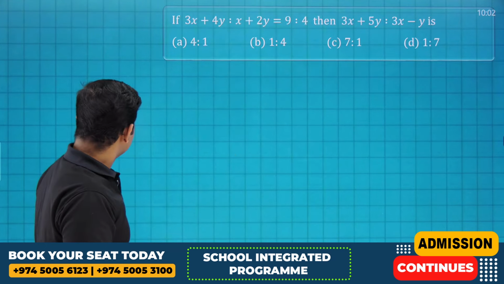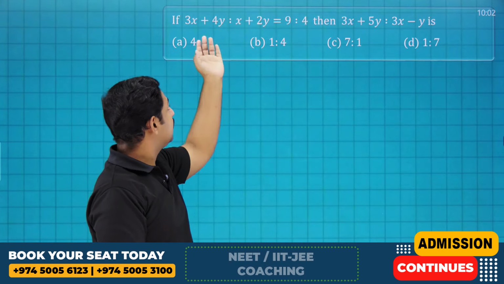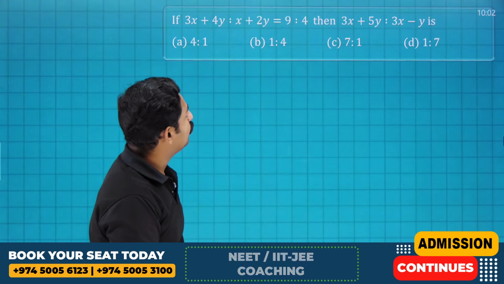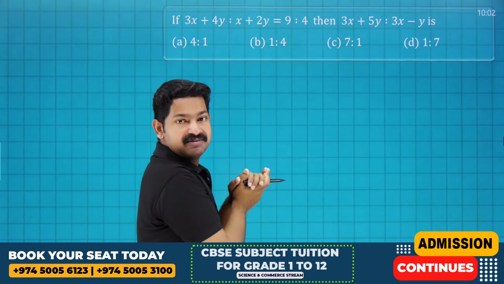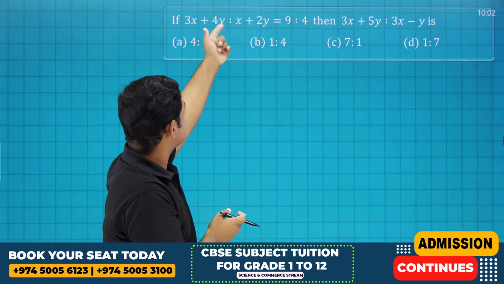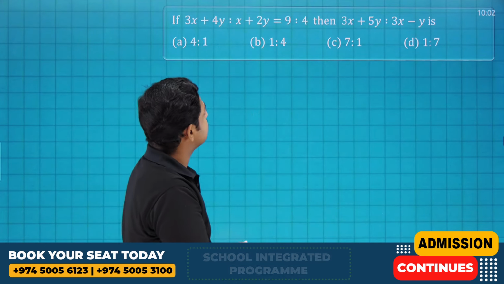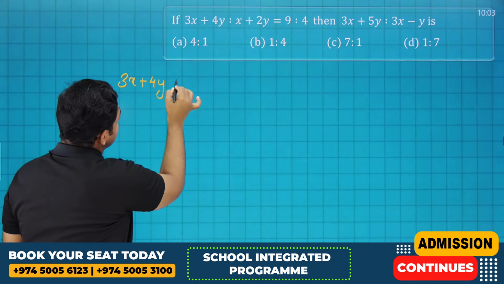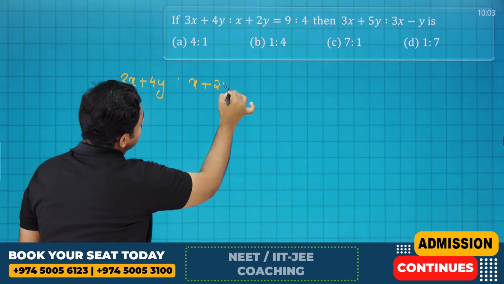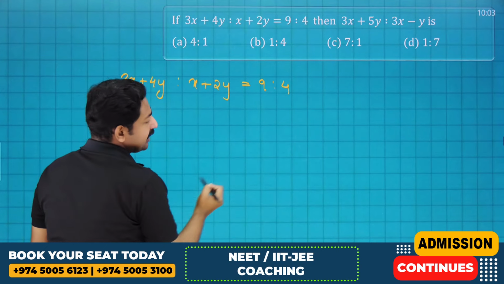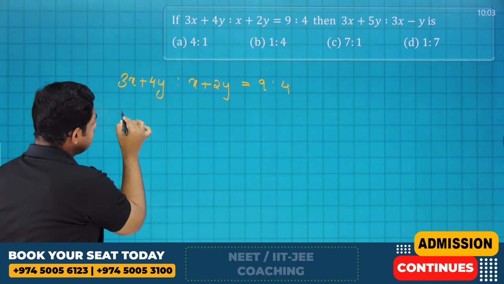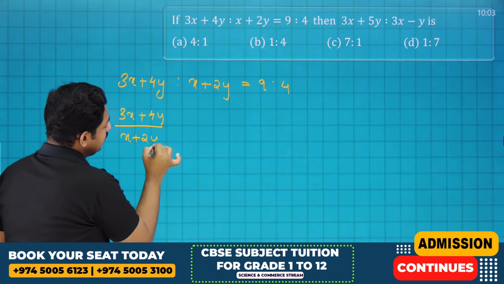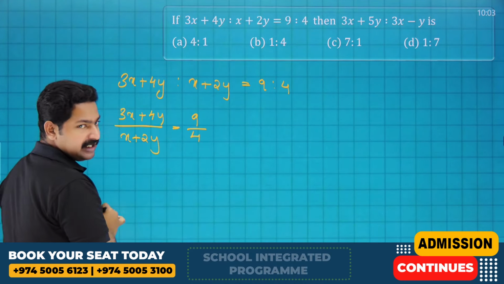Okay, we can move on to the next one. Here you can see 3x plus 4y is to x plus 2y is equal to 9 is to 4. So a ratio between two expressions is given: 3x plus 4y is to x plus 2y equal to 9 is to 4. Ratio means we can write it as 3x plus 4y whole divided by x plus 2y is equal to 9 by 4.